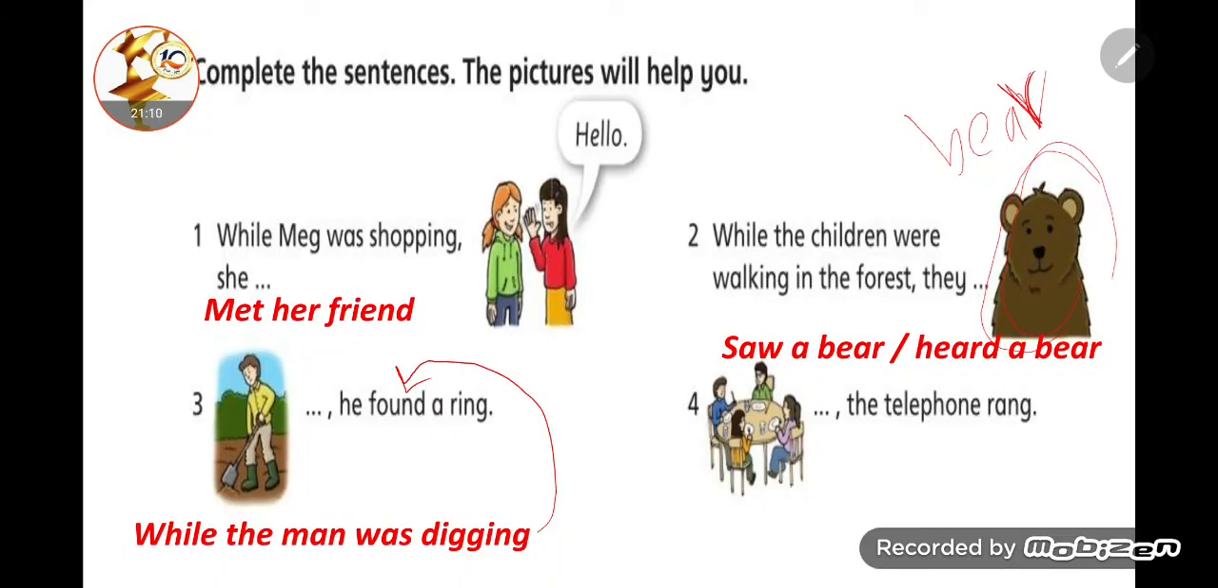Let's come to number 4. The telephone rang. We can say here while we were sitting, the telephone rang. Or we can say while we were talking, the telephone rang.